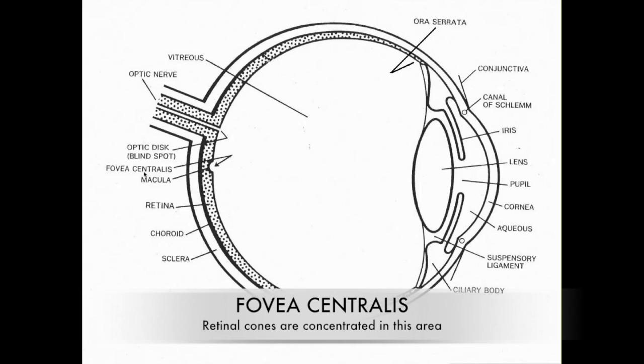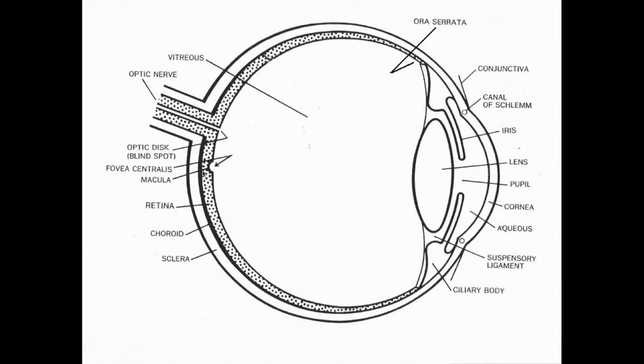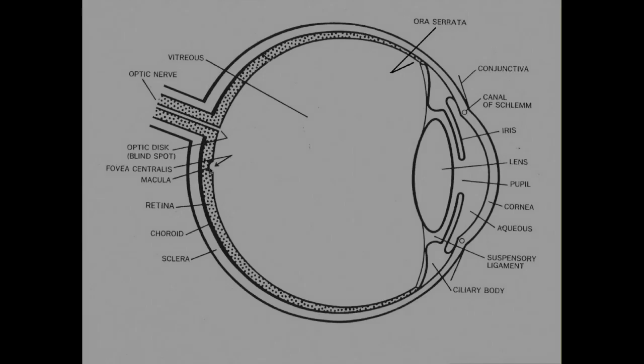The fovea centralis is located in the middle of the macula. We have the best focused central vision here. Also, the largest number of cones are located here.